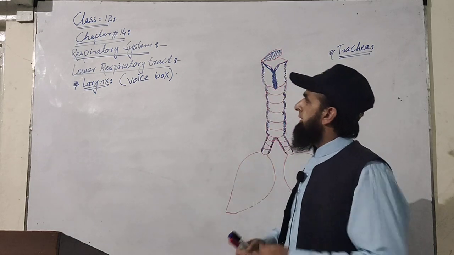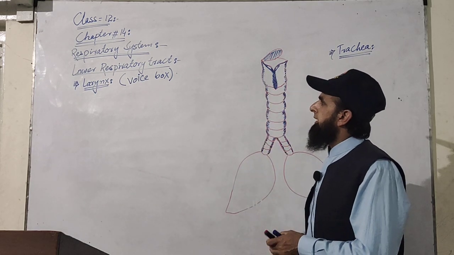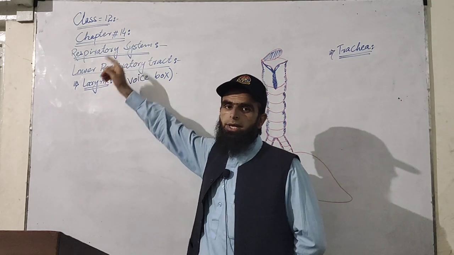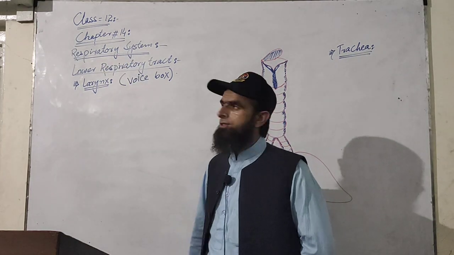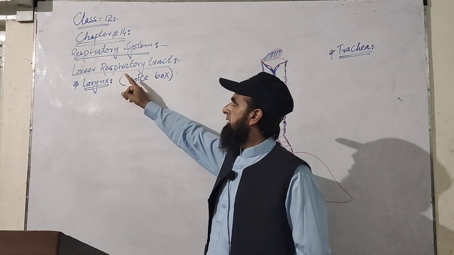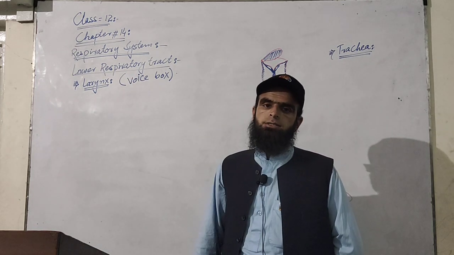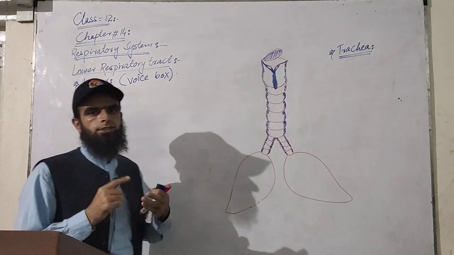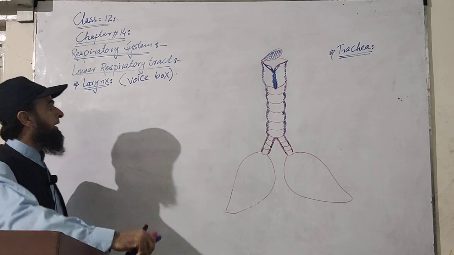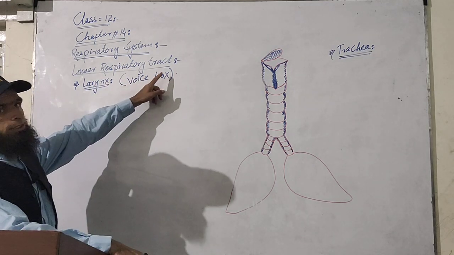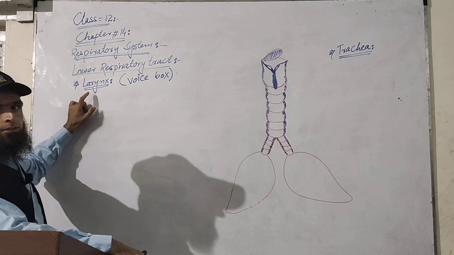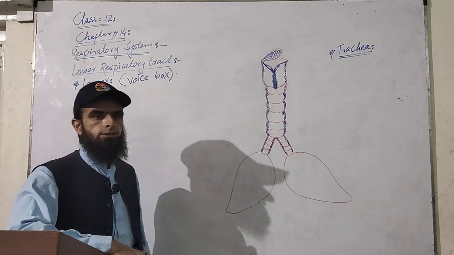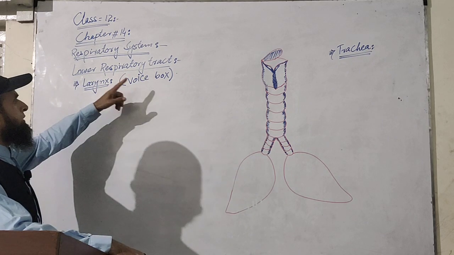Our next topic is the lower respiratory tract. In the previous class we discussed that the respiratory system of man is divided into two main parts. One part is the upper respiratory tract, which includes nostrils, nasal cavities and pharynx. That has been discussed. Now we are talking about the lower respiratory tract, which includes larynx, then trachea, after trachea bronchi, bronchioles, alveoli and lungs. All these things will be discussed here in the lower respiratory tract.